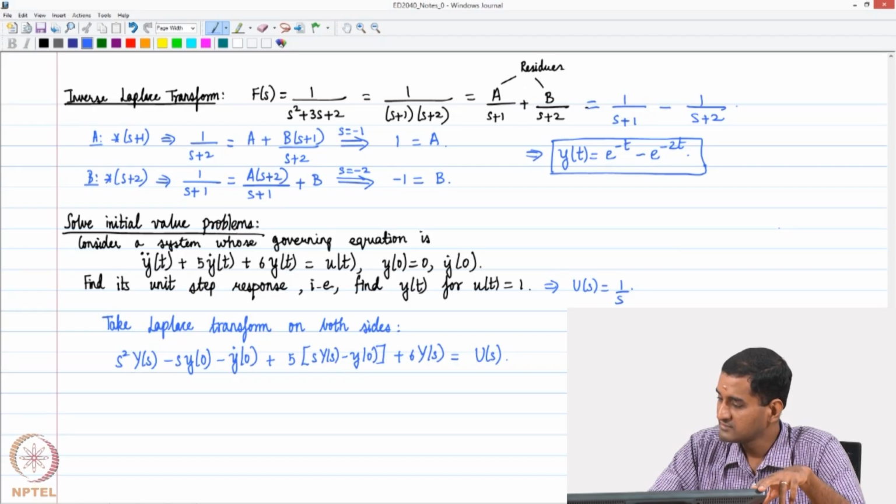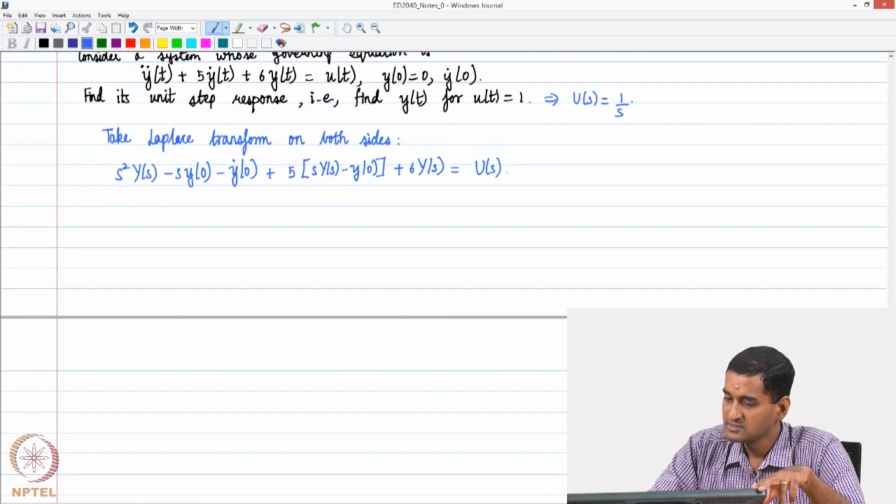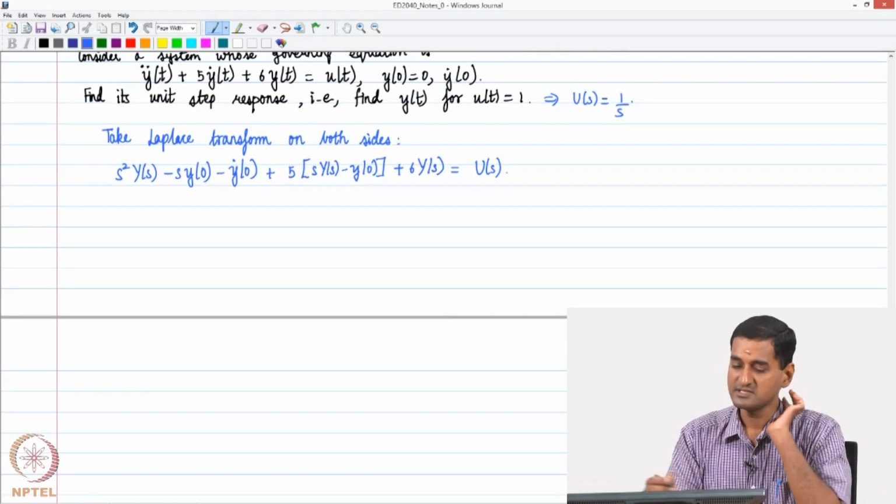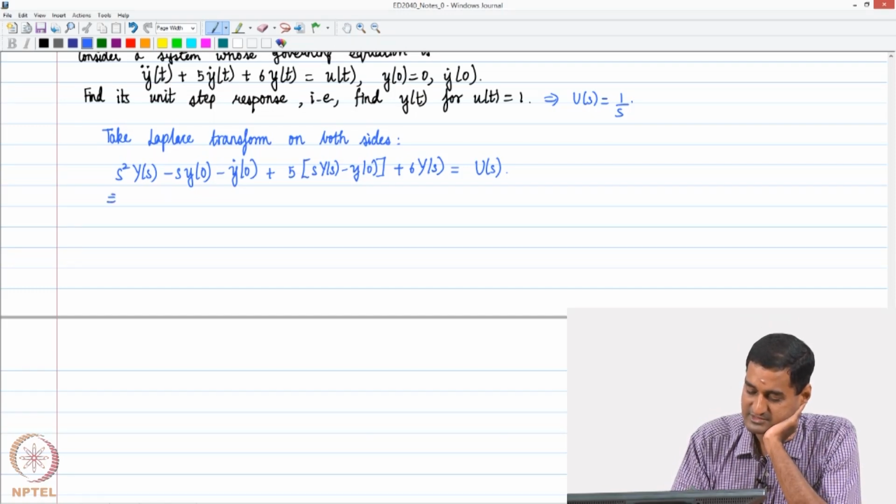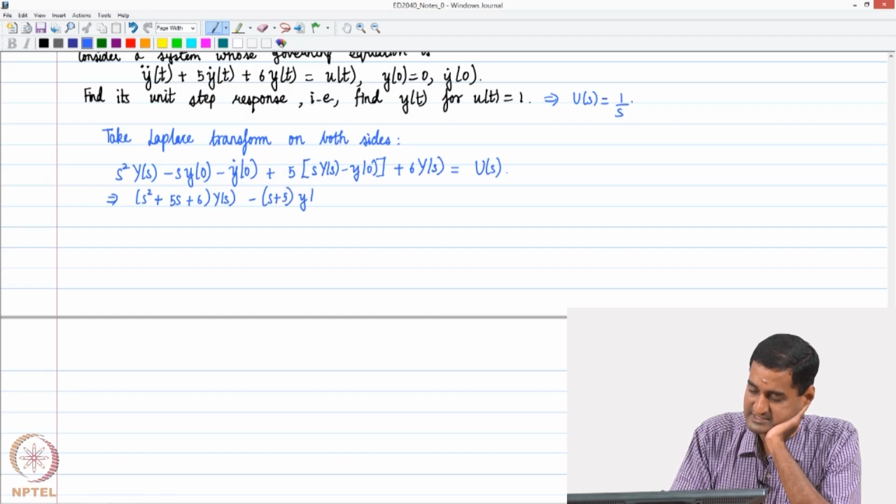So given this, let us process this. What we are going to get is the following. If I group terms involving Y of s, I will have s squared plus 5s plus 6 times Y of s, and then I will have minus s plus 5 times y0 minus y dot 0, that is going to be equal to 1 by s, because U of s is 1 by s.